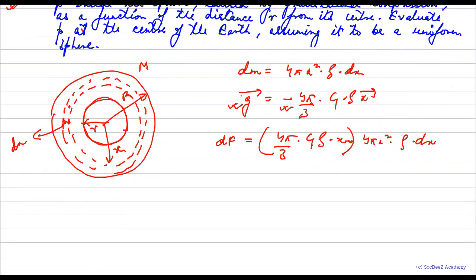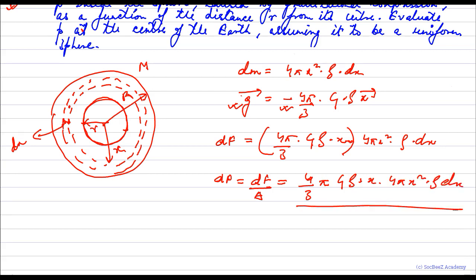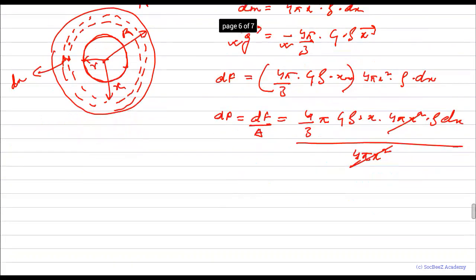Now this shell is going to experience a small pressure which is going to be given by df upon A, which is going to be given as 4 by 3 pi into G into rho into x into 4 pi x square into rho dx. That is the small force upon area of the shell, that is 4 pi x squared. It gets cancelled on both the sides.